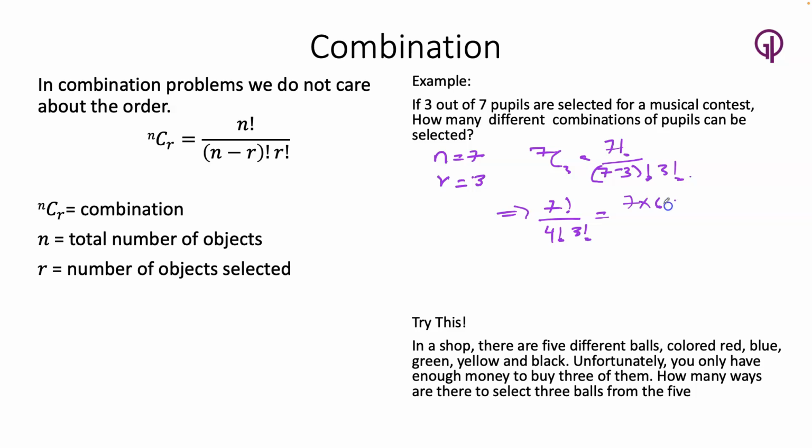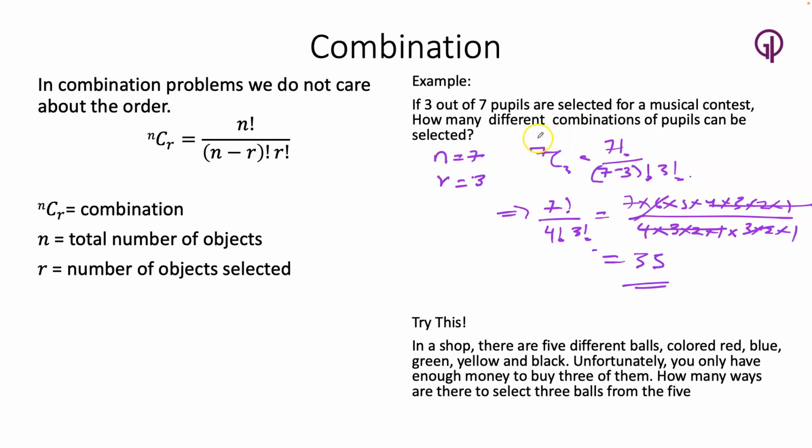And then this one is 7 times 6 times 5 times 4 times 3 times 2 times 1 divided by 4 times 3 times 2 times 1 times 3 times 2 times 1. So here, remember, this one will cancel out this one. This is 3 times 2, which is 6. This one will cancel this one. And then you have 7 times 5, which is 35.